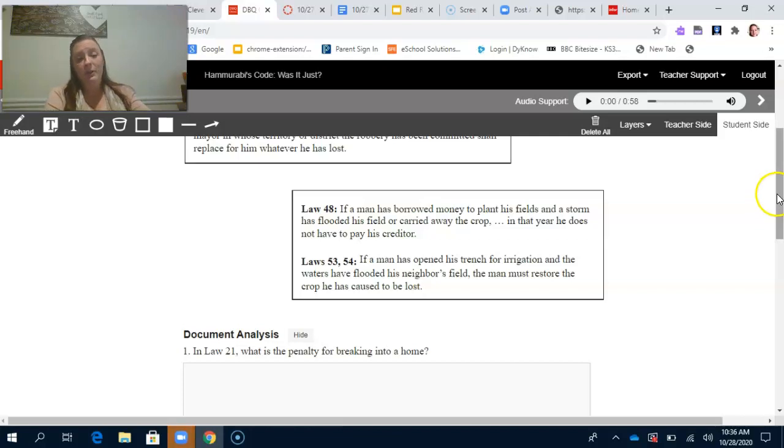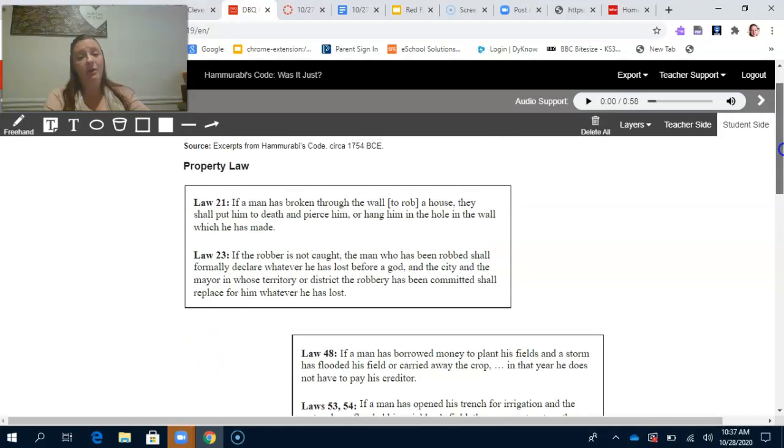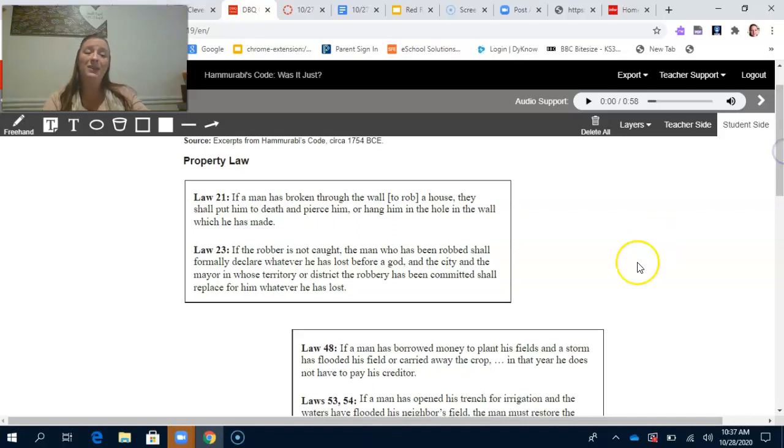Now, property laws are extremely important in Babylonia, because all these people had was what they owned. And that's all the things that they were able to use to survive from day to day, was their personal property, which usually had to do with farming.